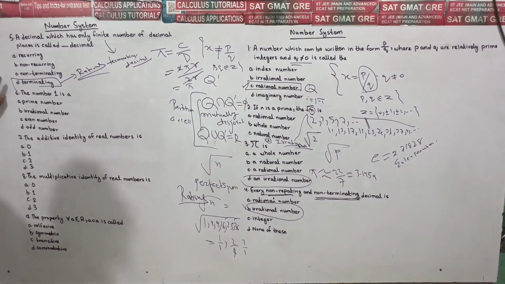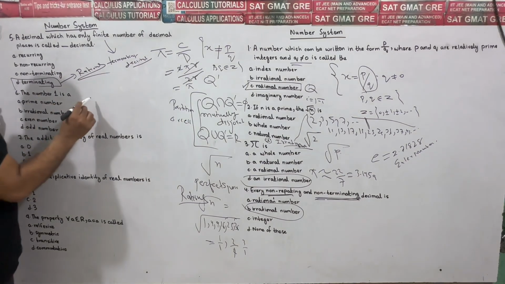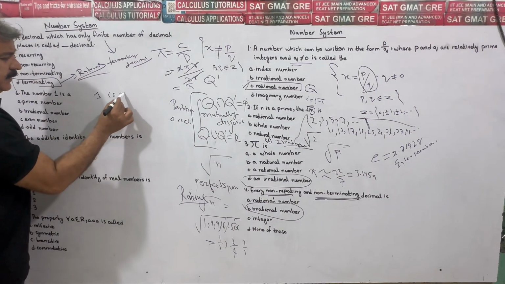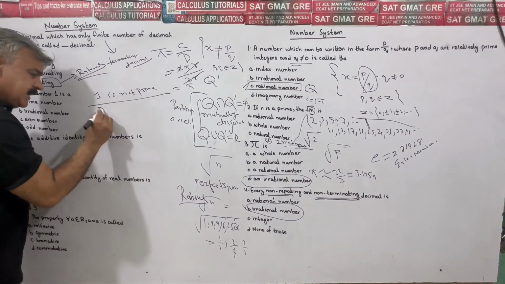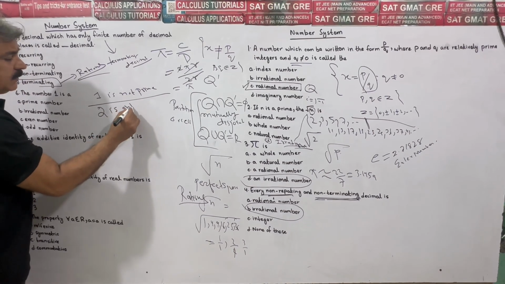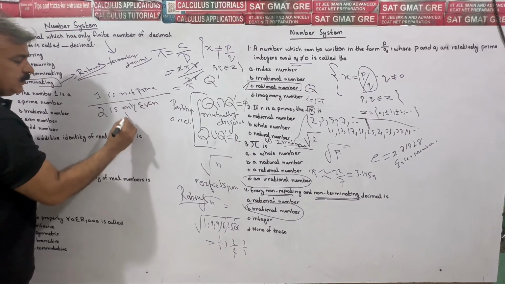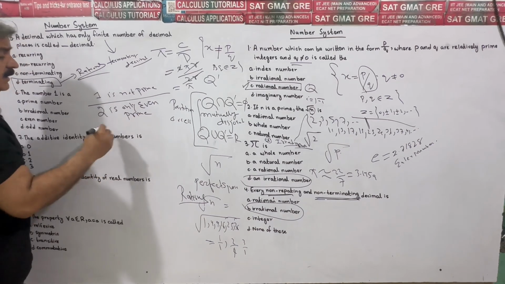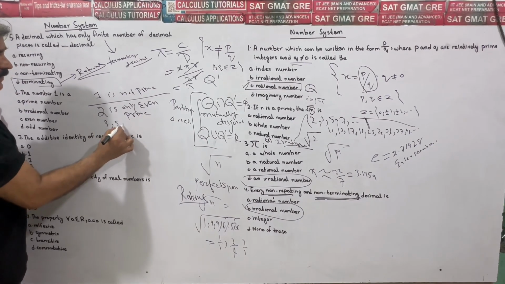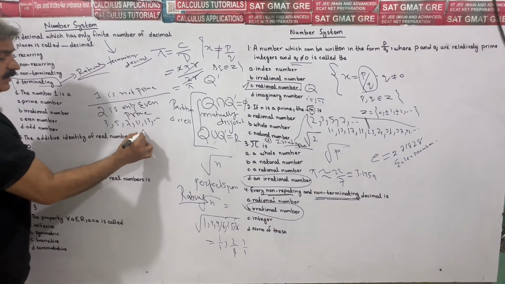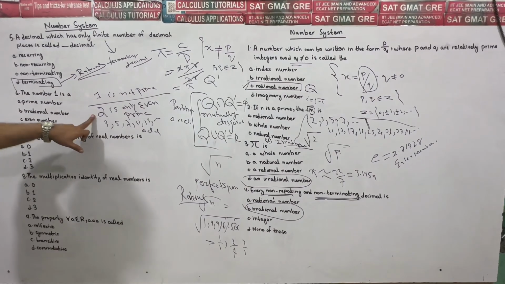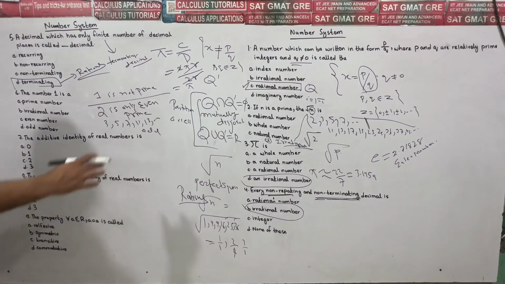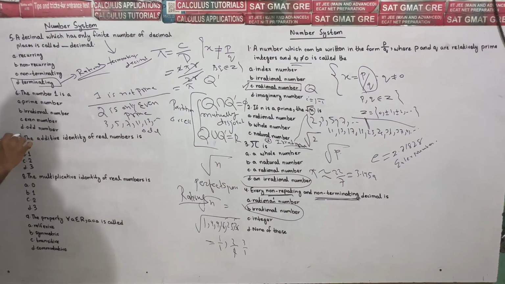Look, the number 1 is not prime. Mostly 1 is confused with prime. Mark these facts: 1 is not prime. 2 is the only even prime. The rest of the primes are odd: 3, 5, 7, 11, 13, 17 are all odd. So the number 1 is an odd integer.